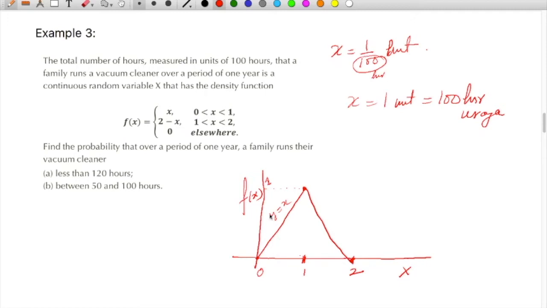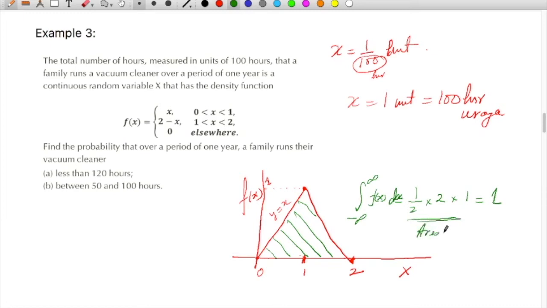So what is the area under the curve? When you see the area under the curve, the curve is nothing but a triangular shape. So the area under the curve is half into base 2, height 1, that comes to 1, which is nothing but the integration from minus infinity to infinity of fx dx. But we have calculated it using the area of the triangle method.